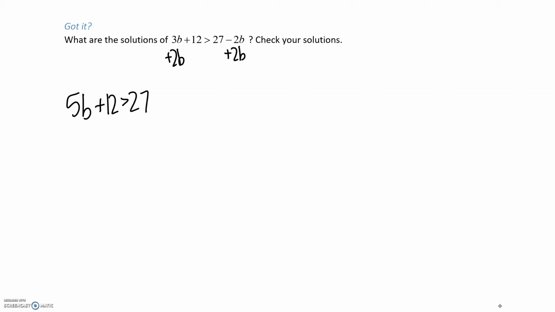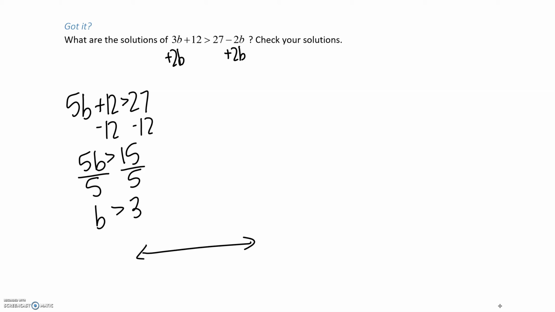So when I do that, what I want to do is subtract this 12 from both sides, which leaves me with 5b is greater than 15. And my last step is to get this 5 away from b, so I'm going to divide both sides by 5. That leaves me with b is greater than 3. So on a number line, we should have an open circle at 3, and we are shading to the right. And our function notation should be open parentheses 3, comma, infinity, close parentheses.